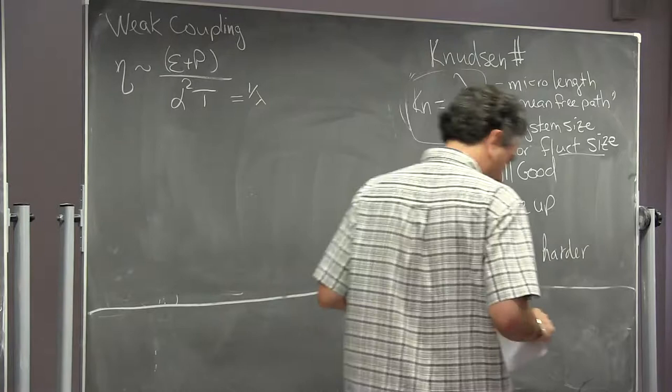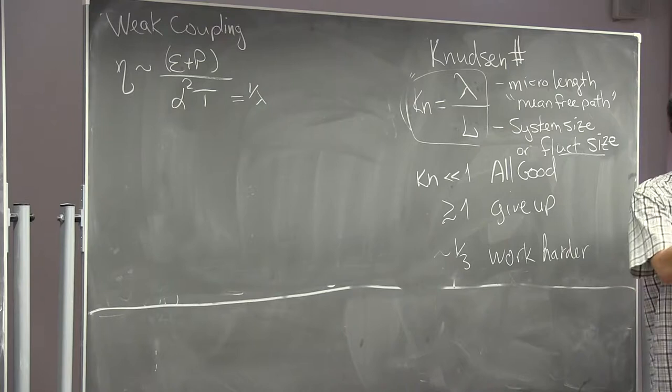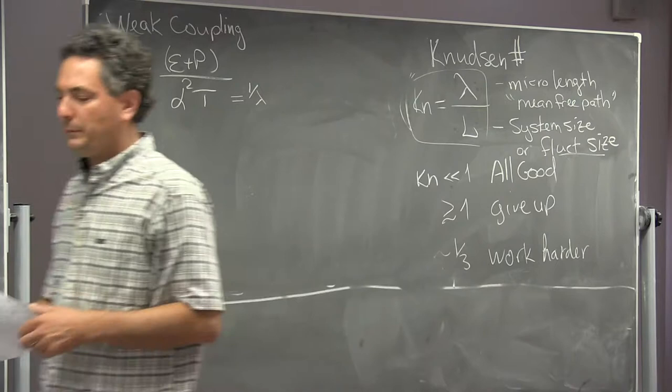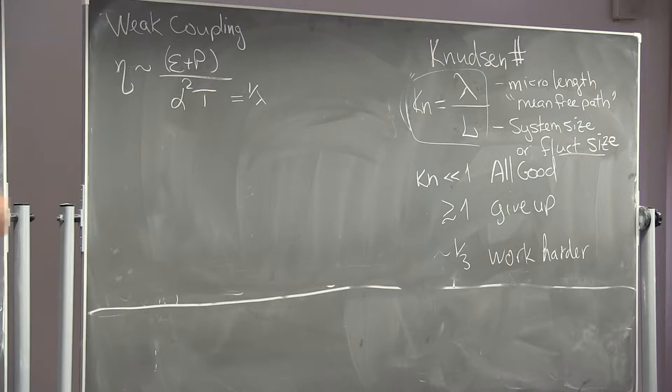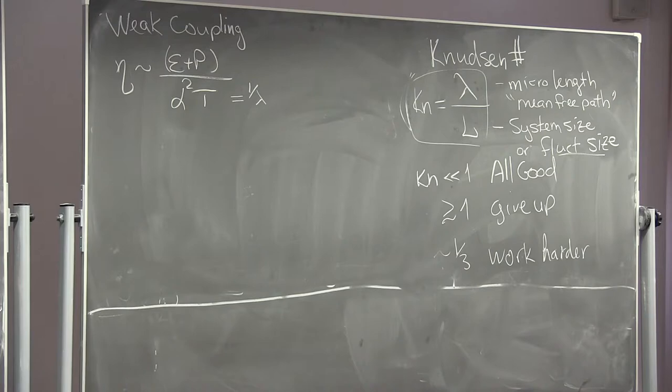or 1 over alpha squared T is the length scale, or the time scale, that it takes for your system to equilibrate. So the longer it takes for your system to equilibrate, the longer there is for this region getting squeezed and pushed to leave equilibrium and look less and less like an equilibrium system. A weakly coupled system is a system which takes a long time to relax to equilibrium. And so the time scale it takes to relax to equilibrium should show up here.